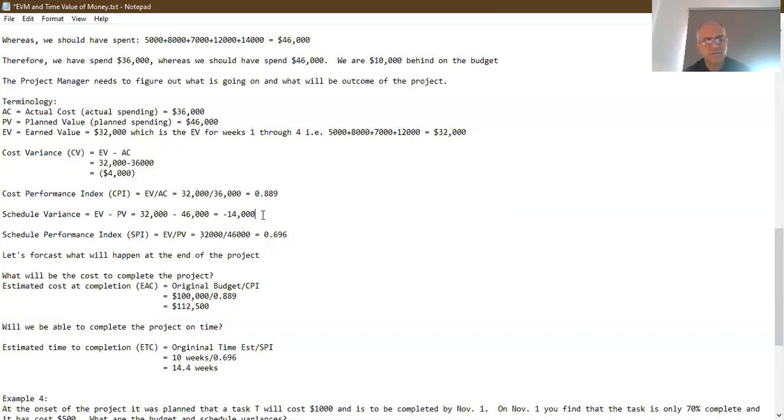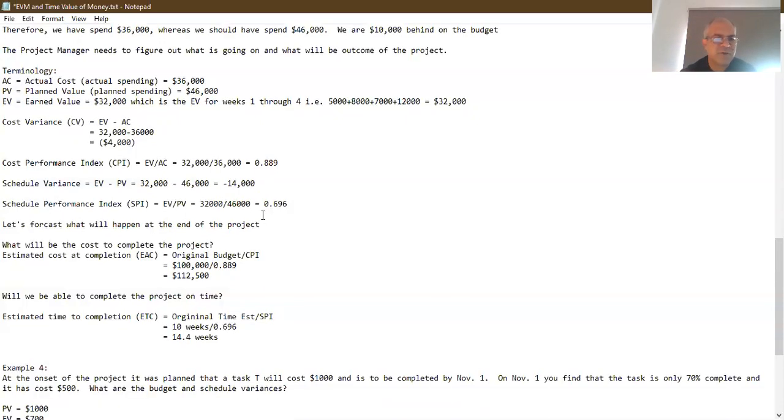Right? Now we can also figure out the schedule variance. How are we performing as far as the time of this project is concerned? For this, we have a formula: the earned value minus the planned value. The earned value is 32,000 minus the planned value of 46,000. So there's a schedule variance of negative 14,000. So let's calculate the SPI, the schedule performance index. Again, it's the EV, and because it's an index, we're dividing by the planned value. So we have 32,000 divided by 46,000, and we're getting 0.696.